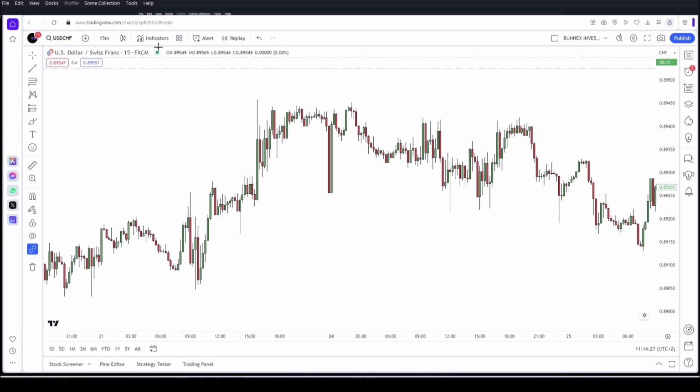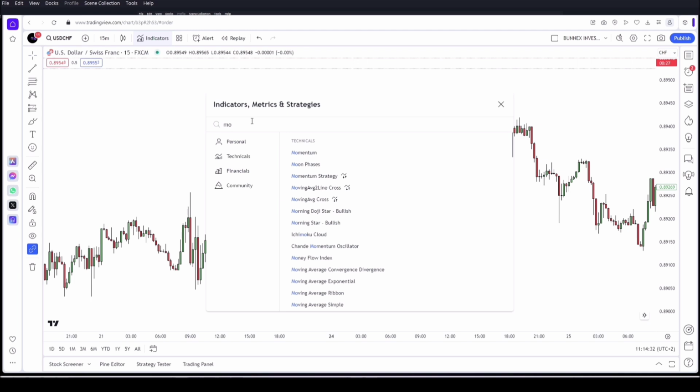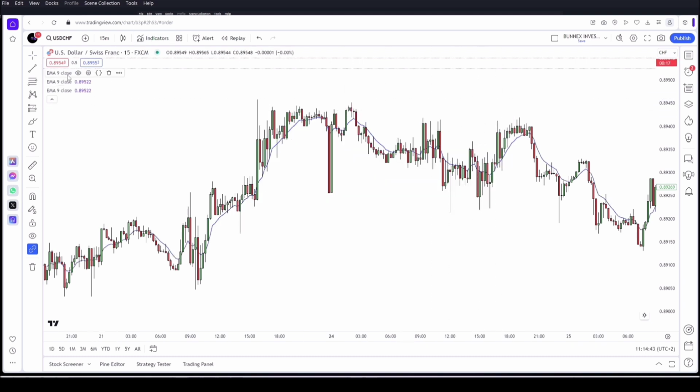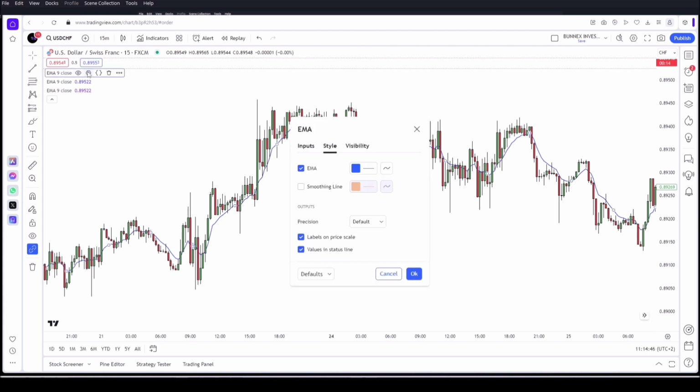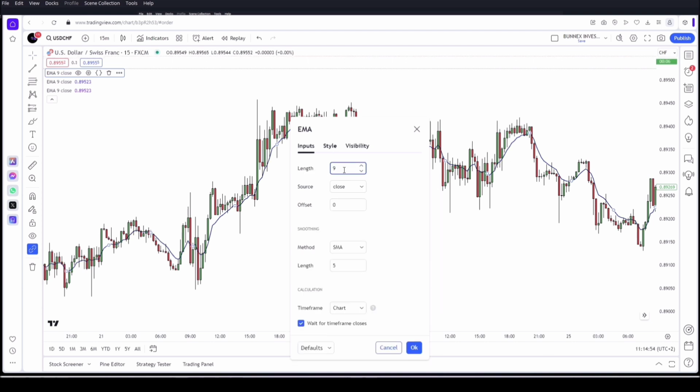Go to indicators, then we search for moving average exponentials. One, 2, and 3. We only need 3 moving averages. Here are the parameters for each moving average. The first one, we're going to set it to black. And on inputs, we're going to put a length of 200 EMA. Basically, this is period, source, close, method, EMA, and then that's it.